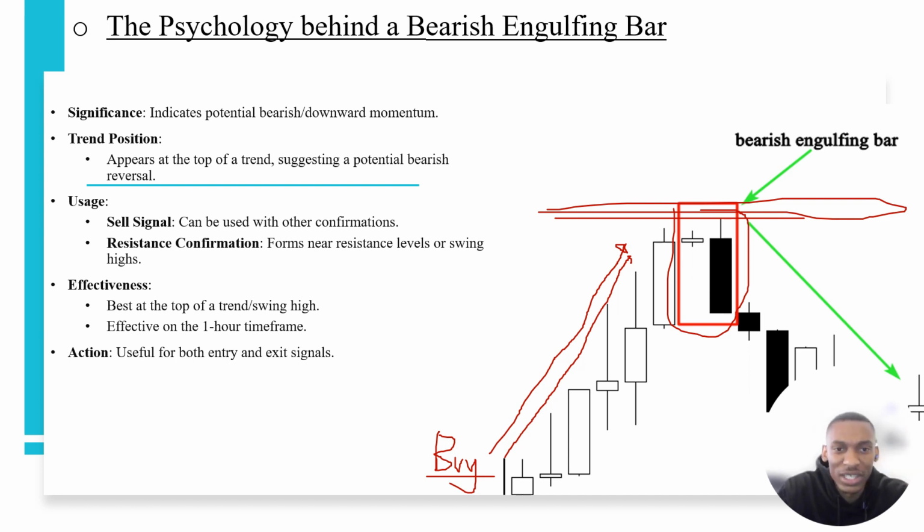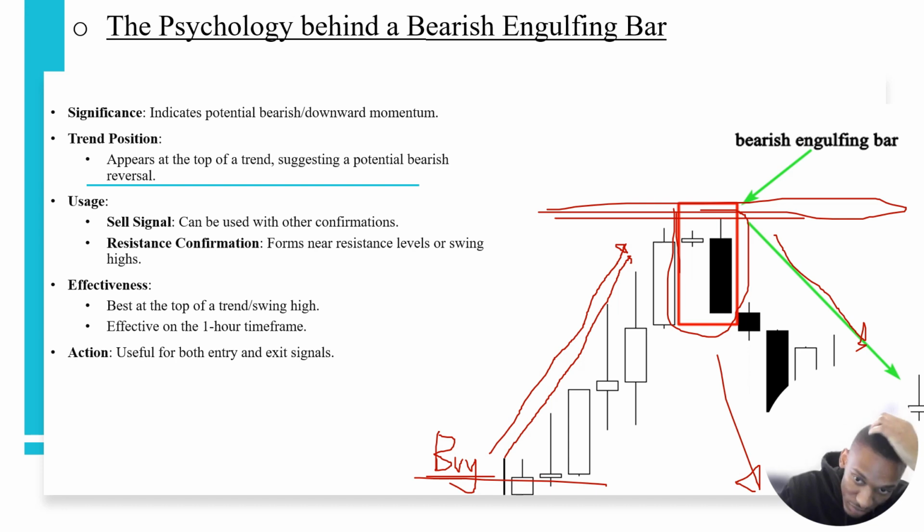But the other person who doesn't understand anything will remain in the trade, and then the market will just reverse and take all his profits until it reaches break even or reaches a loss if price goes all the way down. So you have to understand, when you see this pattern forming near a resistance and you're already in a buy, take your profits, close the trade. Simple as that. So it can also be used as an exit signal near the resistance level.